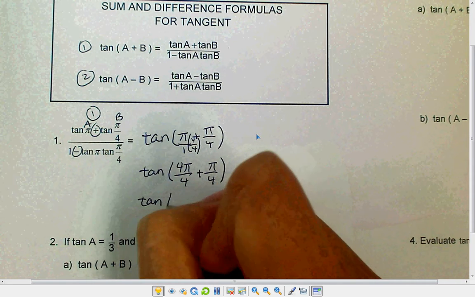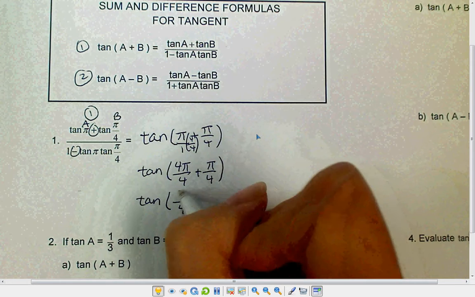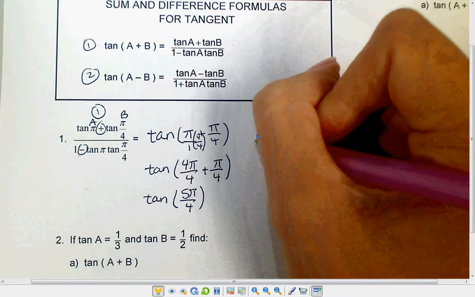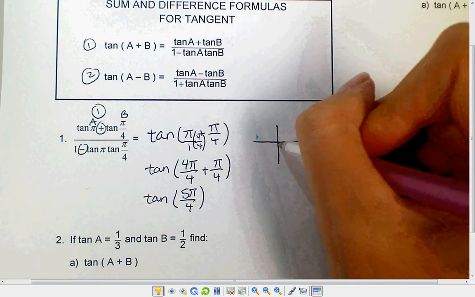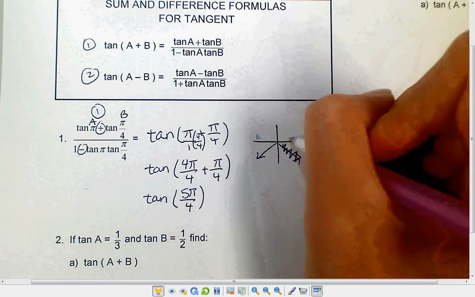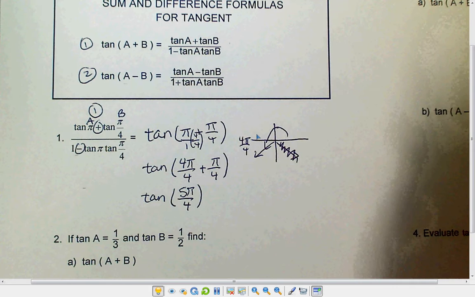And when you add these together, the denominator stays the same, and we have 4 pi plus pi, which gives us 5 pi. And now because 5 pi over 4 is a number, we can actually find the tangent of this value. So we're starting off by drawing the picture for tangent. 5 pi over 4 is in the third quadrant, because this is 4 pi over 4, and one more is 5 pi over 4.